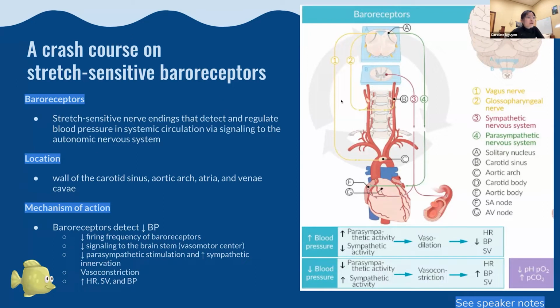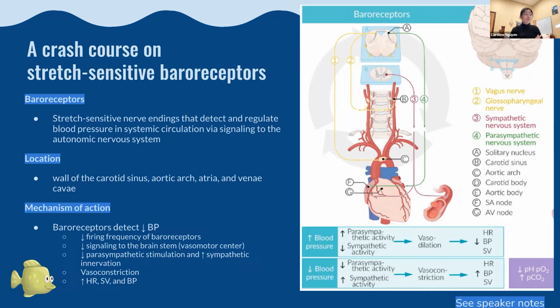So here are the baroreceptors in the carotid sinus, and it will fire less to your brainstem, and then that will decrease parasympathetic stimulation and increase sympathetic innervation. And that results in vasoconstriction, where the vessel has a smaller diameter. That will increase the pressure. And that also does other things to tell the body to increase heart rate, increase stroke volume, and increase blood pressure. So the main takeaway from this slide is when there's a low blood pressure, there's low firing.